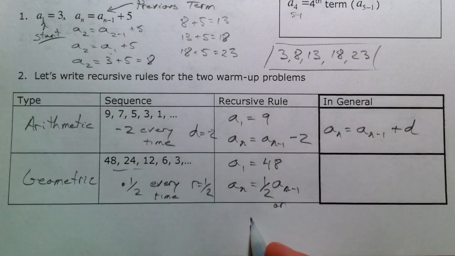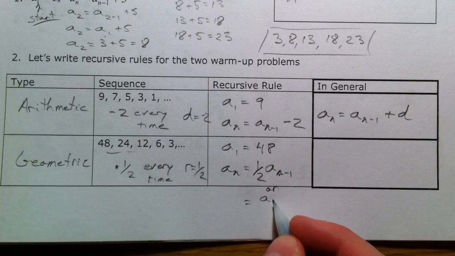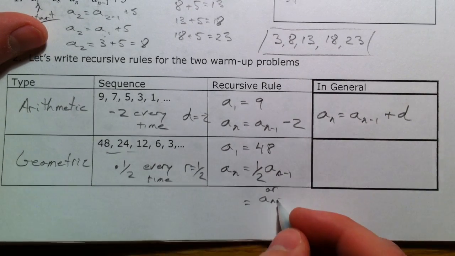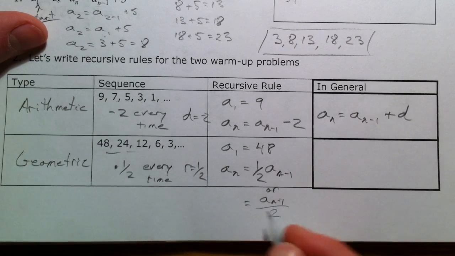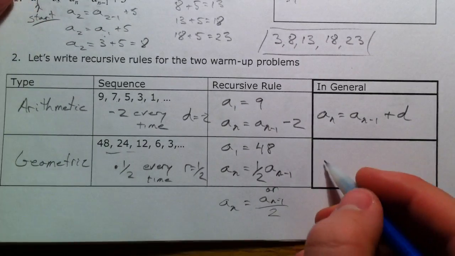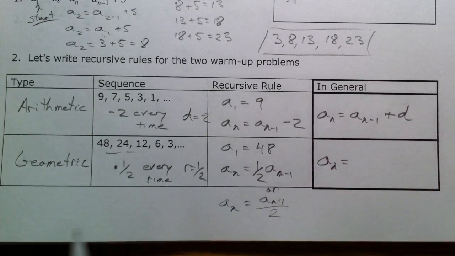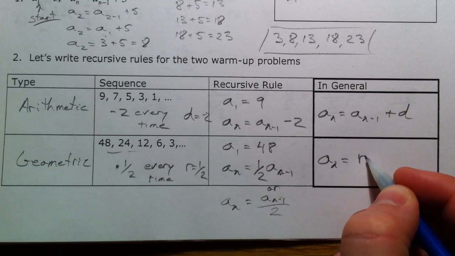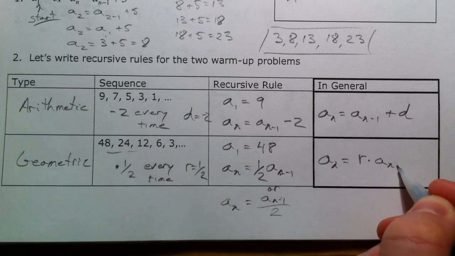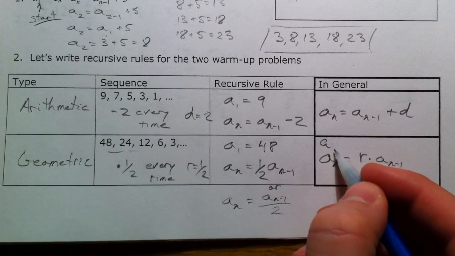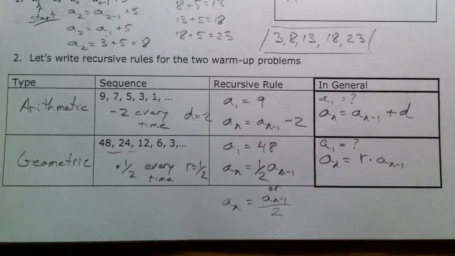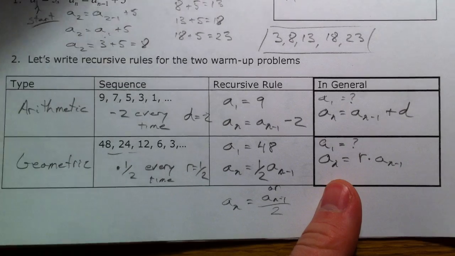Or you could write it as a sub n over 2. And that would also work. So in general, a sub n for a geometric sequence is going to be r, whatever r is, times a sub n minus 1. Of course, for both of these, you're going to need your first number of the sequence as well.